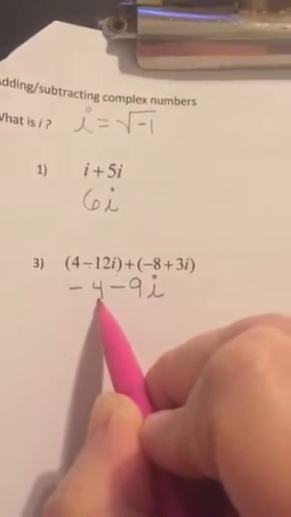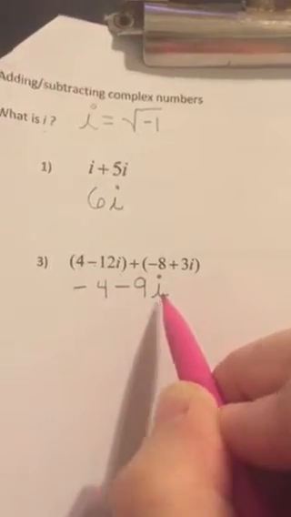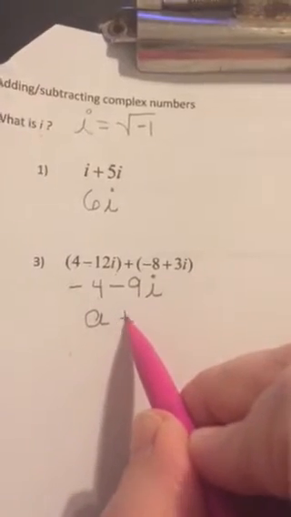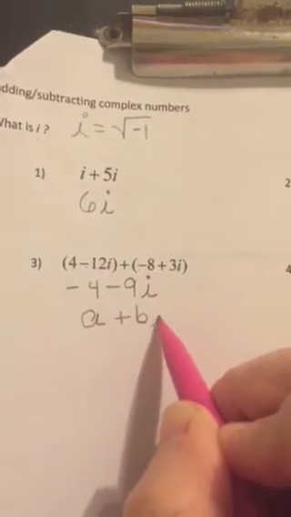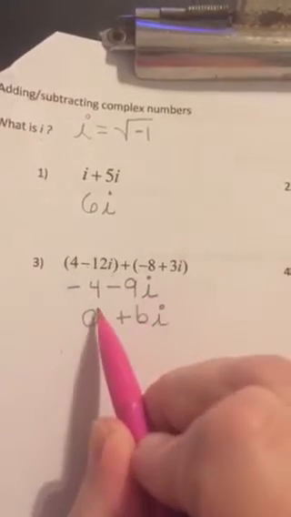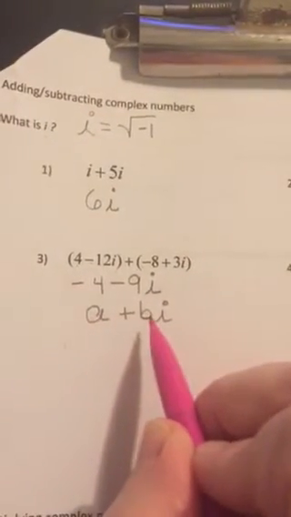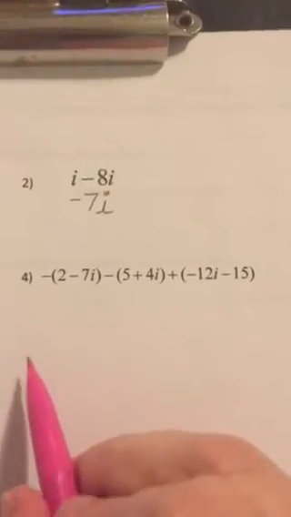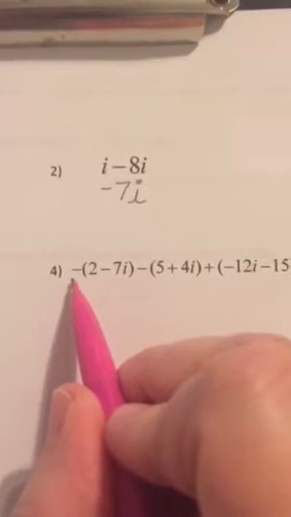You notice how I wrote my number first and my i term second? That's a standard way of writing what's referred to as our complex number. And when I say complex number, I mean I have a real number and an imaginary number. So I write the real number first and I write the imaginary number second. And then the last example, notice they're getting a little bit longer.